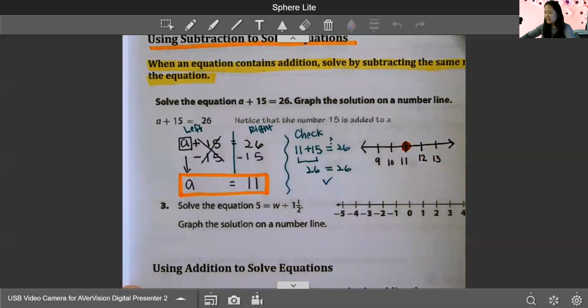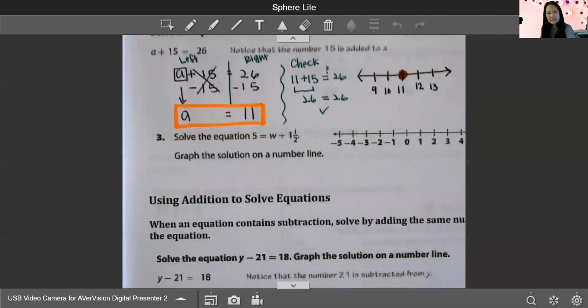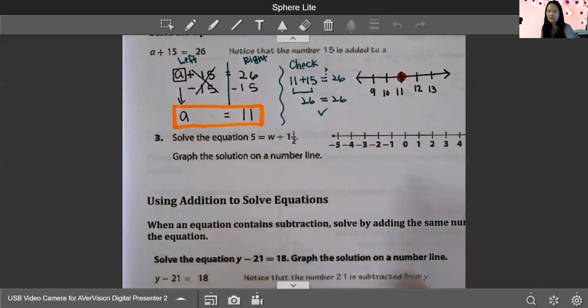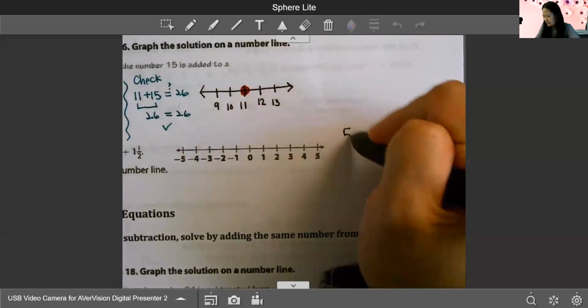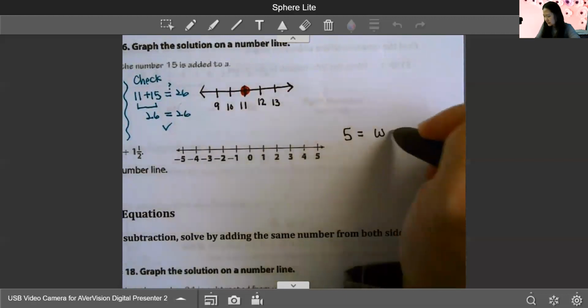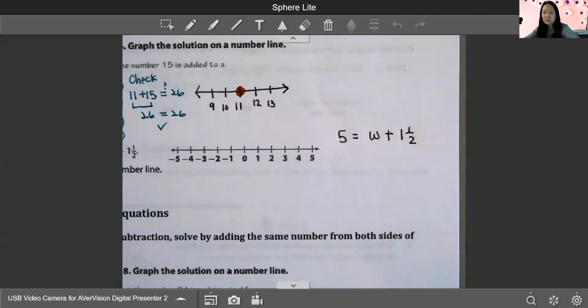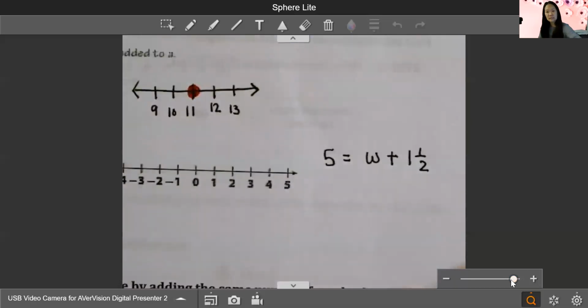Okay, so let's try the next one. It says solve the equation 5 equals w plus 1.5 and then graph the solution on a number line. So the first thing I am going to do is copy down the problem on this side right here. 5 equals w plus 1.5. Okay, and I'm going to zoom in a little bit more so that it's easier for everybody to see.